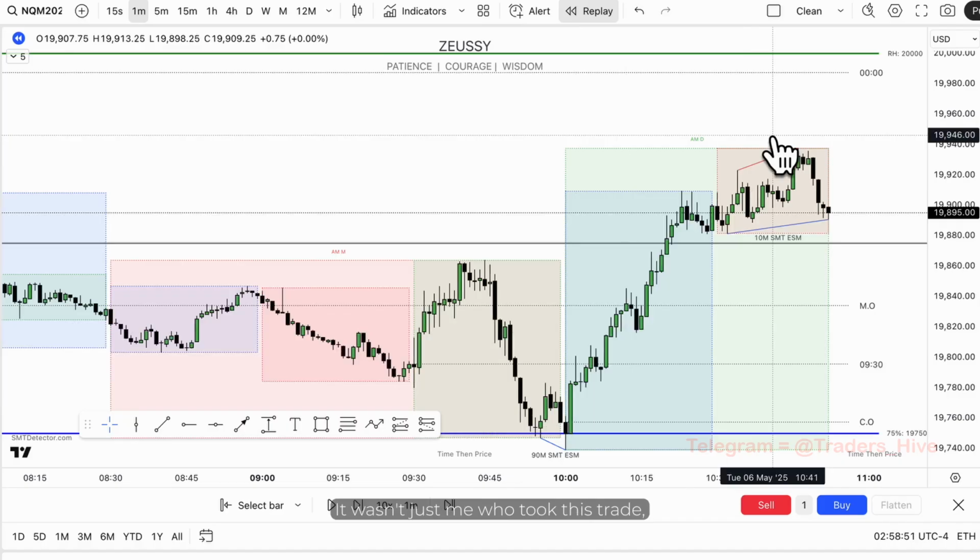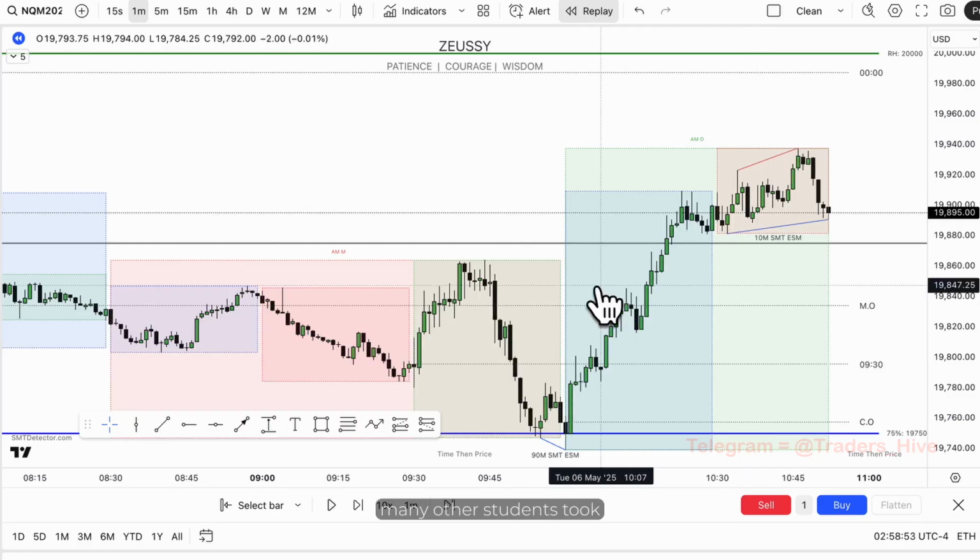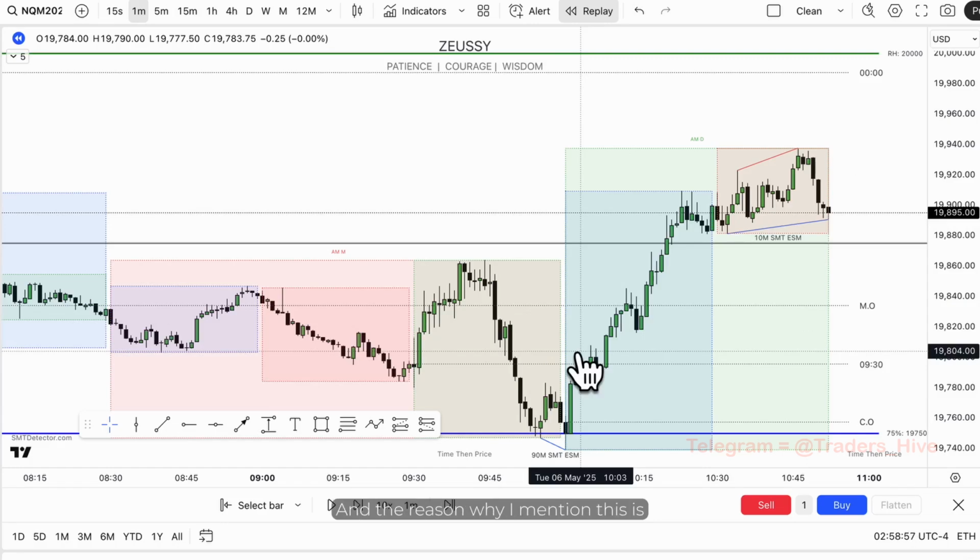It wasn't just me who took this trade. Many other students took this same trade on the 6th of May 2025. And the reason why I mention this is because that should be a source of inspiration, that the information which I'm outlining to you is transferable, meaning other people are able to do the same things as I'm doing. And that shows that the theory which I'm teaching with regards to time and price is transferable. And therefore, that should be a huge source of inspiration.